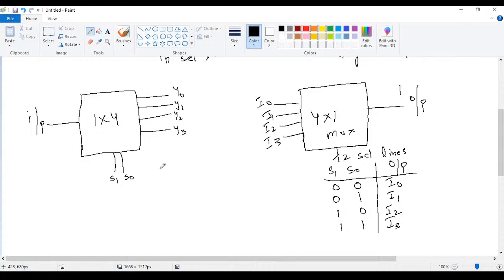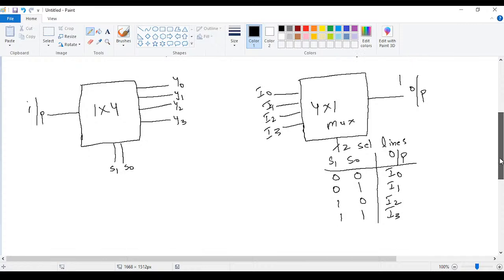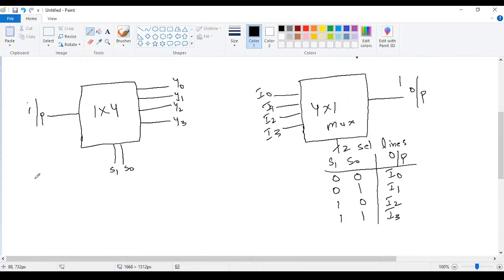Okay. So here we see the same truth table. So we take the truth table. In the truth table, S1, S0 are the selection lines.